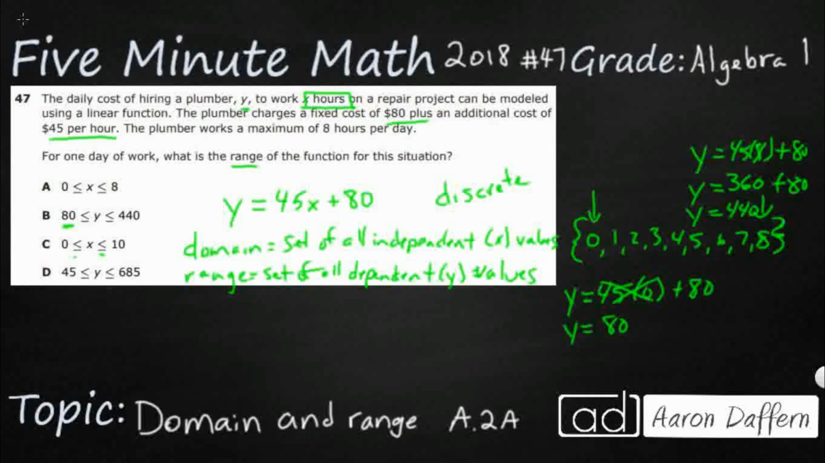So if he worked 0 hours, so when x equals 0 hours, his cost is going to be $80. And if he works the maximum of 8 hours, so if x equals 8 hours, his maximum cost is going to be that $440. And so how do we represent that? Well, we could do it with words, right? But in this case, we are going to see it right here in this inequality. So the cost is going to be greater than or equal to 80. That's my minimum. And it's going to be less than or equal to 440. That is the maximum. It is continuous data, because it could be any fraction in between. So our answer here is going to be B.